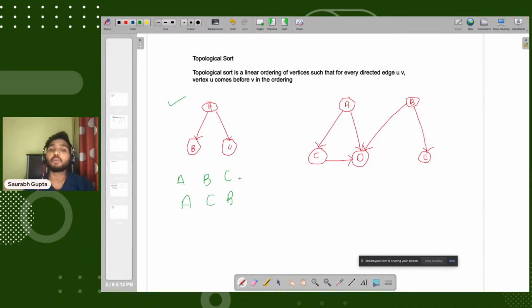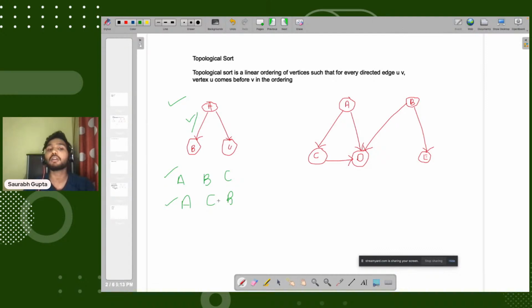There are two possible topological sorts for this given directed graph. Why are both of these topological sorts? If you pick this edge from A to B, it starts from A and goes to B. As I said, if there is a directed edge from U to V, U should always come before V. There is a directed edge from A to B, so A is coming before B, and this condition is satisfied by this order.